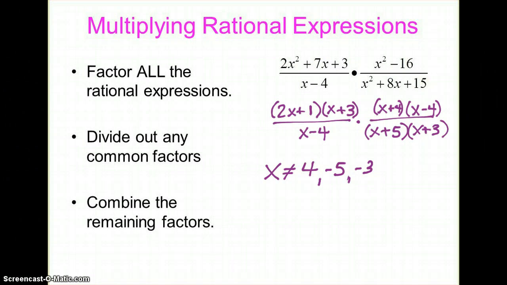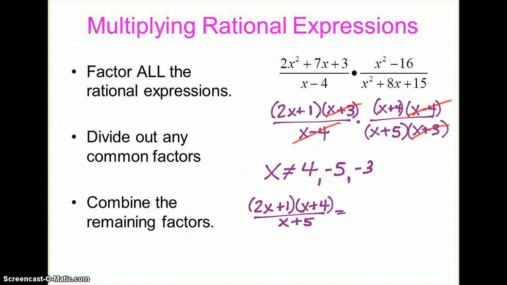All right, so let's finish this up. Let's do the canceling. What I see that I can cancel is an x minus 4. Remember, any denominator with any numerator. I see an x plus 3 that can cancel. And other than that, I believe that's it. So what I have left, when it says combine the remaining factors, is a 2x plus 1, an x plus 4, and in the denominator, I have left x plus 5.